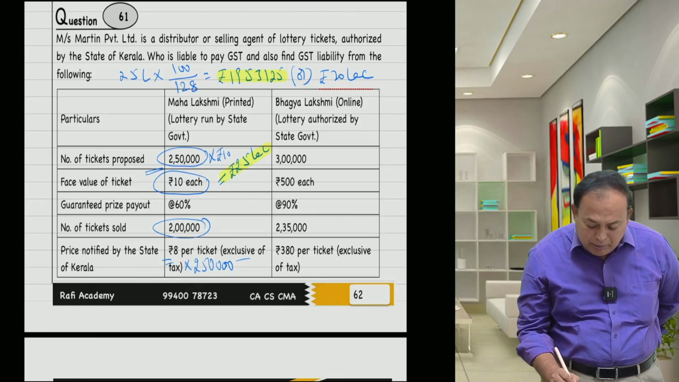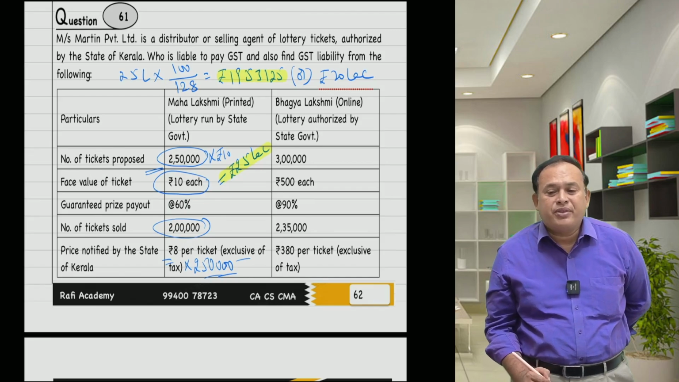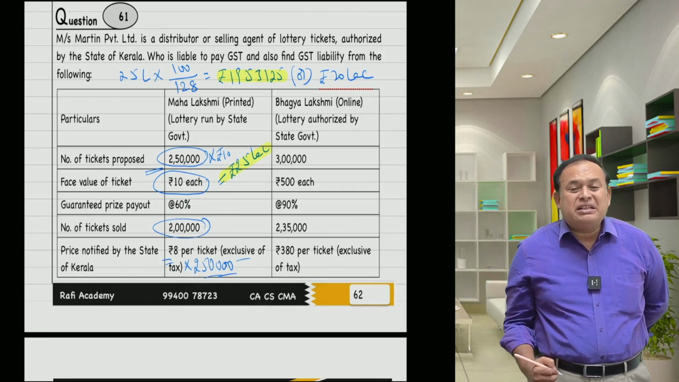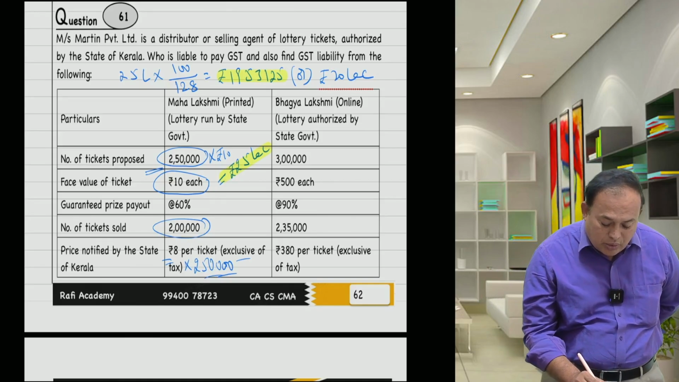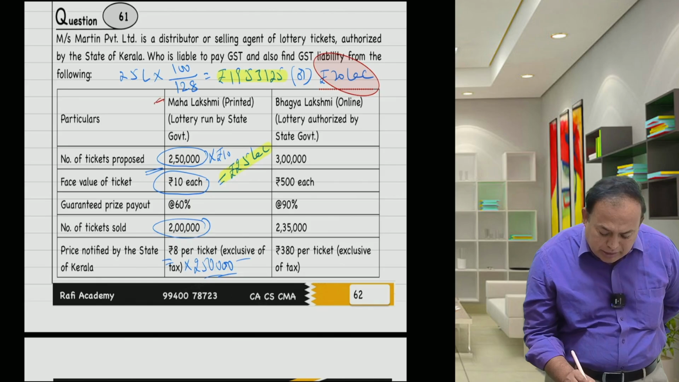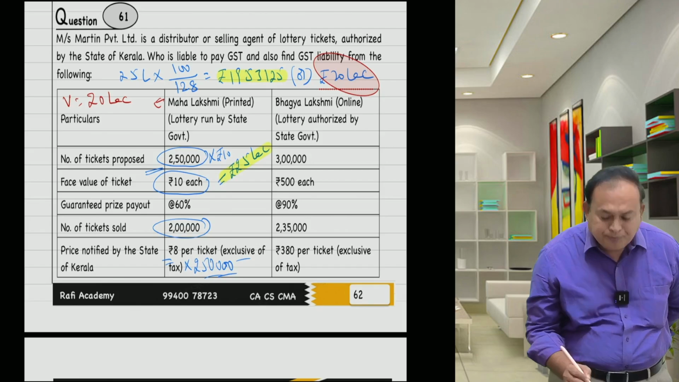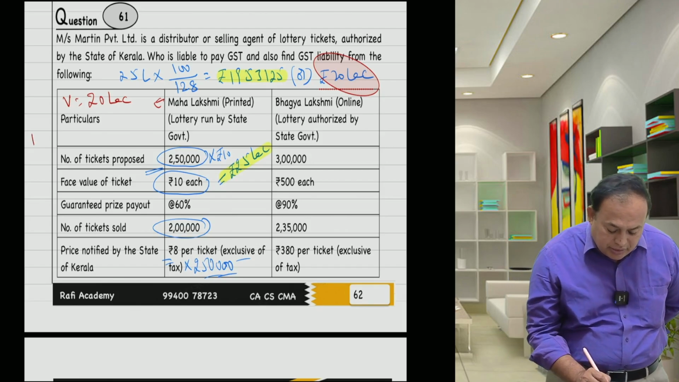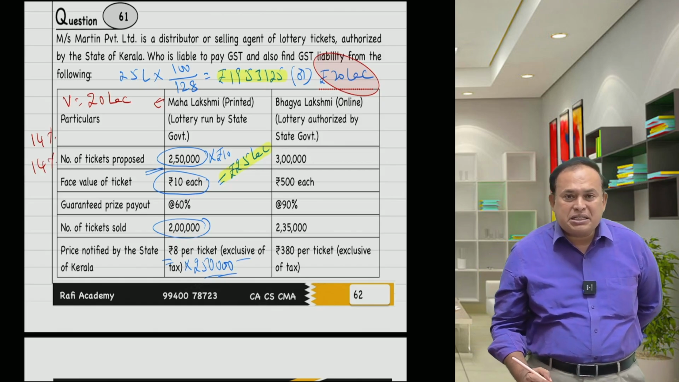8 rupees multiplied by 2.5 lakh tickets. Among the two, whichever is higher, which is higher? Rupees 20 lakh is higher. If that is the case, in the case of Mahalakshmi, value of supply is 20 lakh. Now GST, 14% CGST, 14% SGST, because they are both in the same state, intrastate supply.